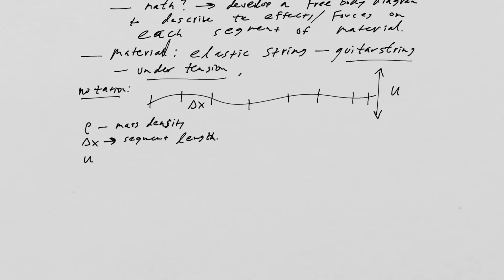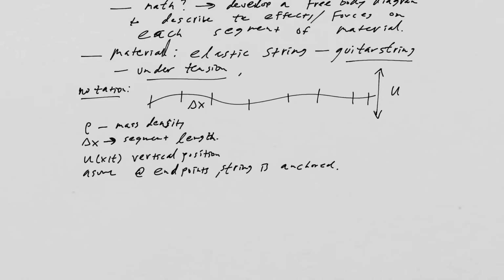So u of x comma t is going to be the vertical position of our string, like that. All right, and we have to come up with a few other things. And we assume at the endpoints that the string is anchored. All right, so the string's not flying off. It's anchored and it's under tension.